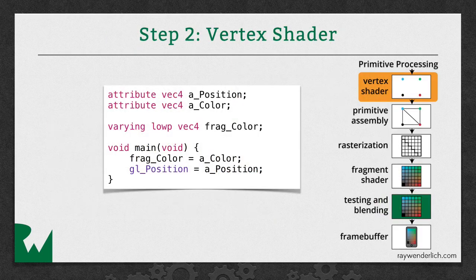The next step is for each vertex that you've specified, your vertex shader gets called. And its job is to output the final position and optionally do other stuff. Like in this example, we're passing a variable to our fragment shader here. And this is the same code we covered earlier.